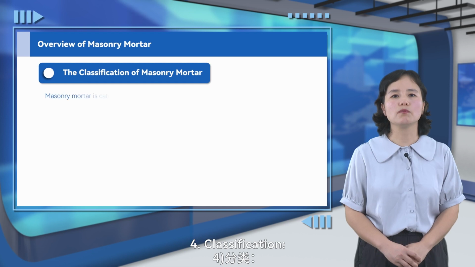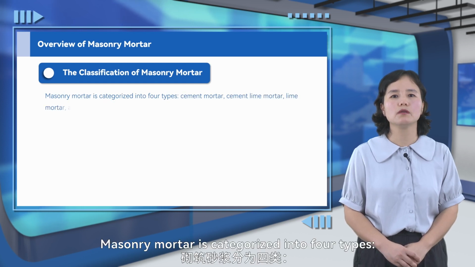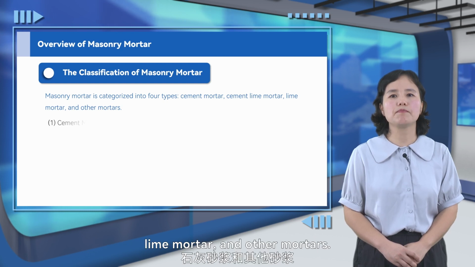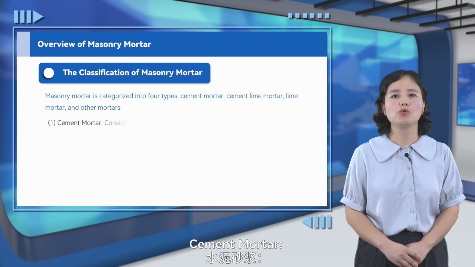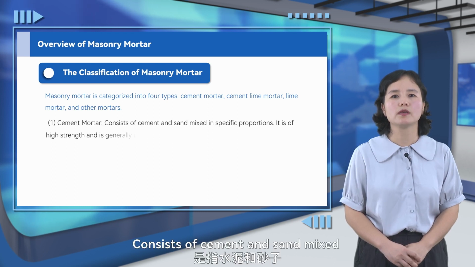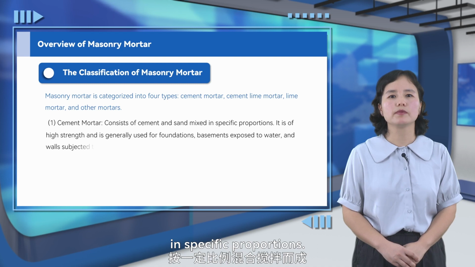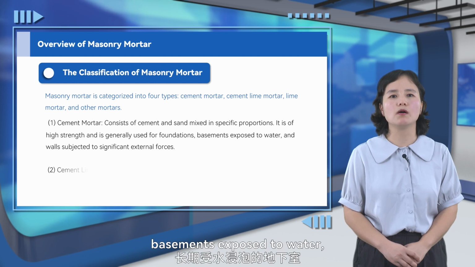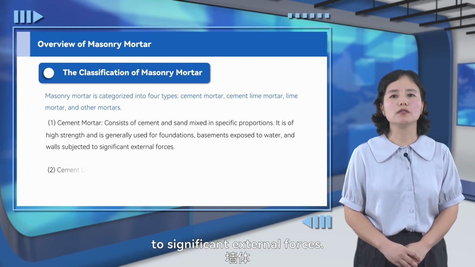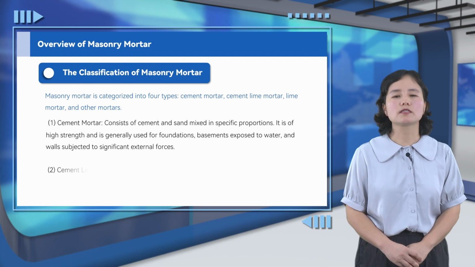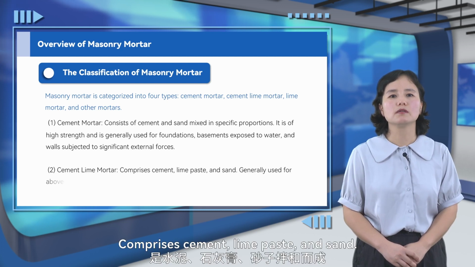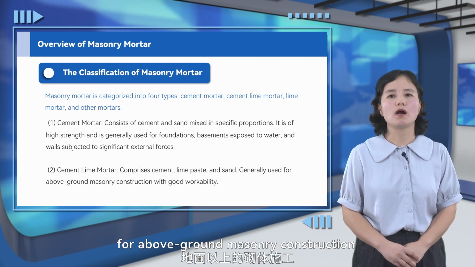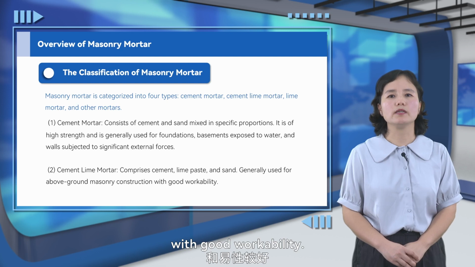4. Classification. Masonry mortar is categorized into types: cement mortar, cement lime mortar, and other mortars. Cement mortar consists of cement and sand mixed in specific proportions. It is of high strength and is generally used for foundations, basements exposed to water, and walls subjected to significant external forces. Cement lime mortar comprises cement, lime paste, and sand. Generally used for above-ground masonry construction with good workability.